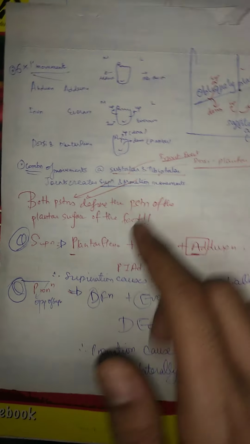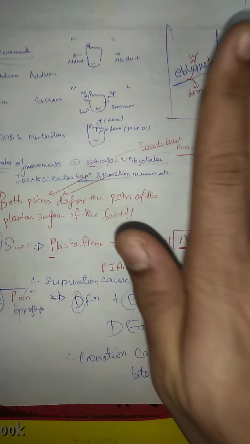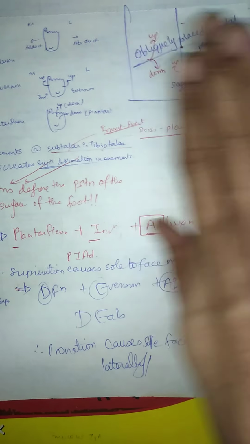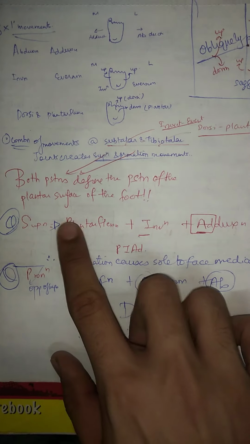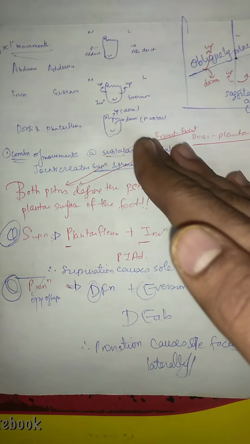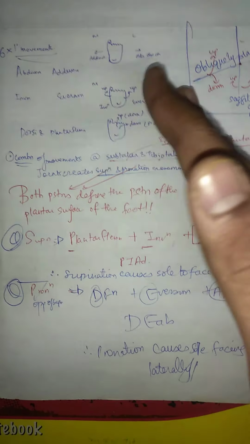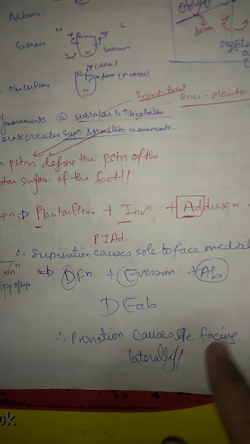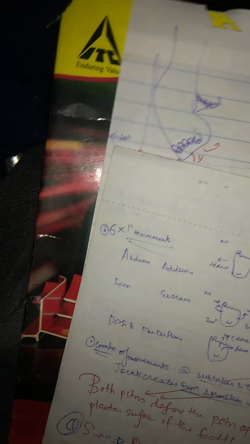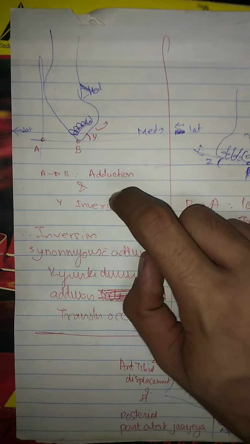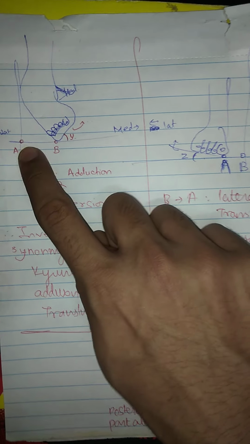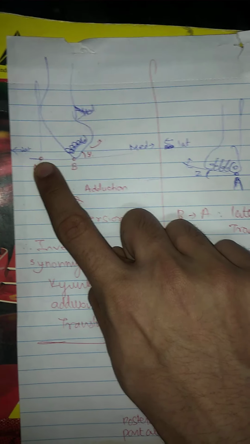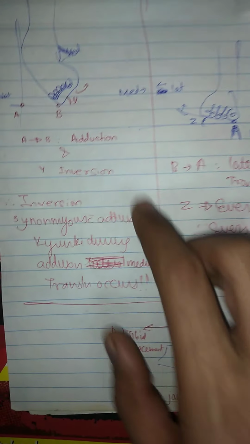Just opposite to that, you have the pronation movement, which is dorsiflexion, eversion, and abduction. Please remember, in supination your sole is facing medially, and in pronation your sole is facing laterally. Now this is again the same thing: when you try to invert the foot, if the foot displaces from A to B, from lateral to medial, if there's medial translation, then that's an adduction movement at the ankle.